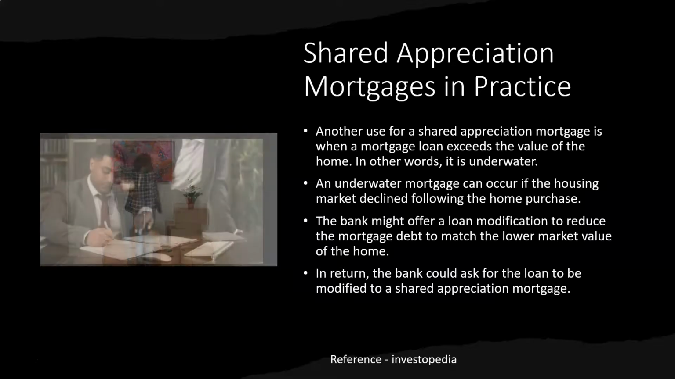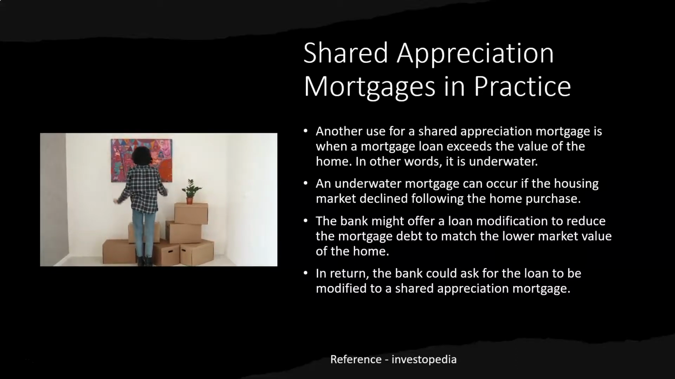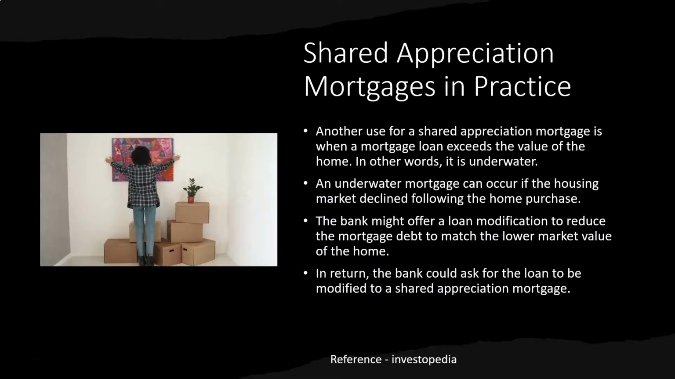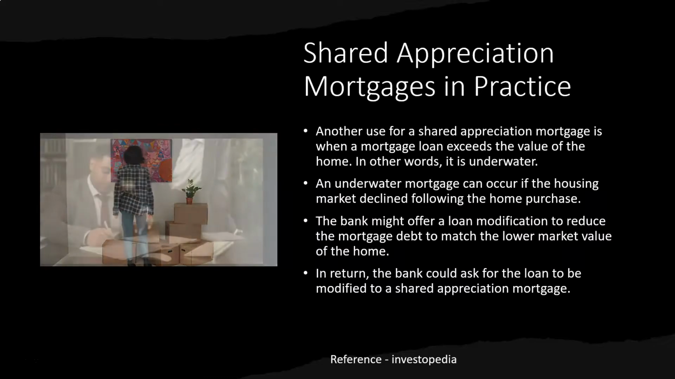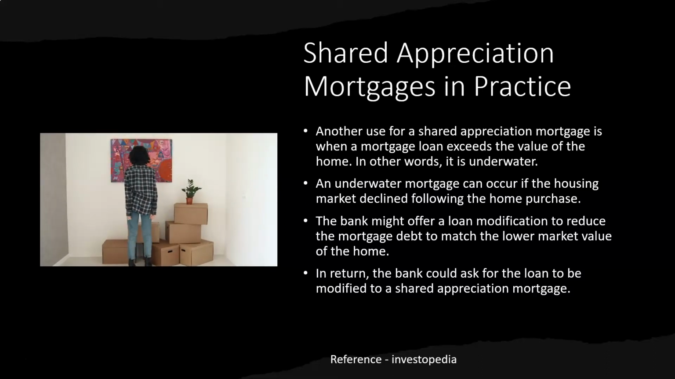The bank might offer a loan modification to reduce the mortgage debt to match the lower market value of the home. In return, the bank could ask for the loan to be modified to a shared appreciation mortgage. You would expect that if there was a downturn in the market like that, then if you hit the floor, maybe the market price would go back up at some point. If that were the case, a shared appreciation mortgage could be a way to remodify the loan and make everybody happy, still giving the bank a piece of the action on the increase when the price of the property goes back up.